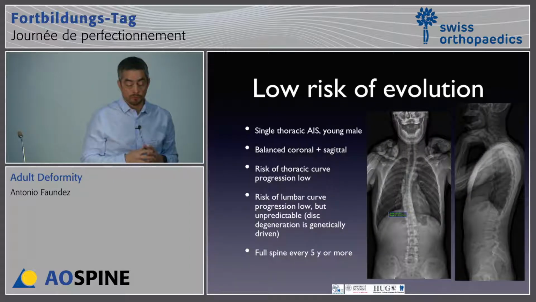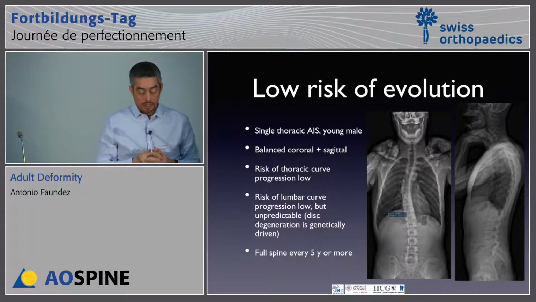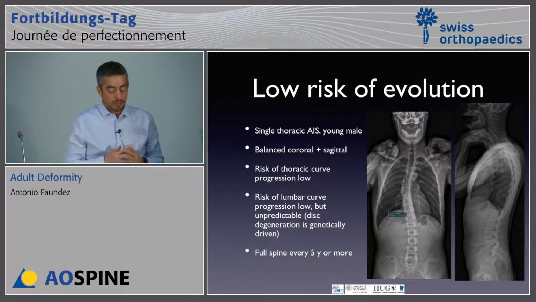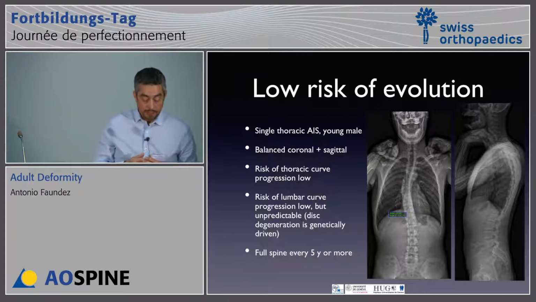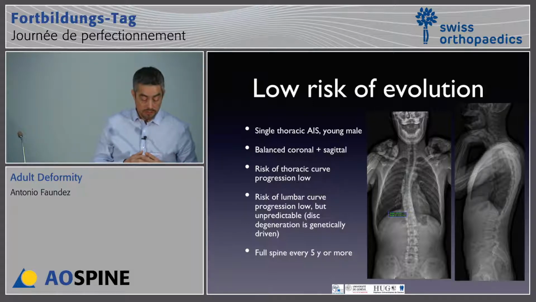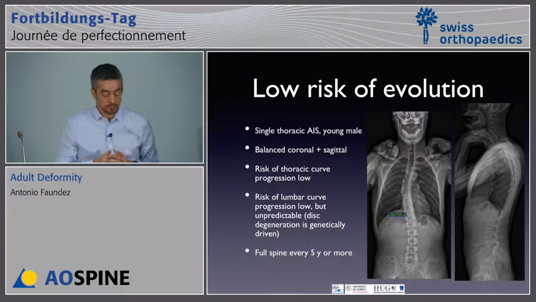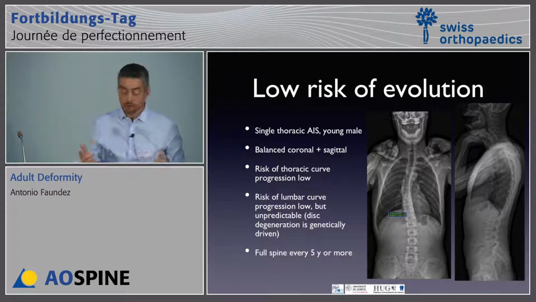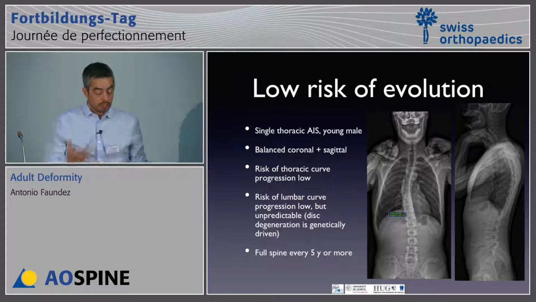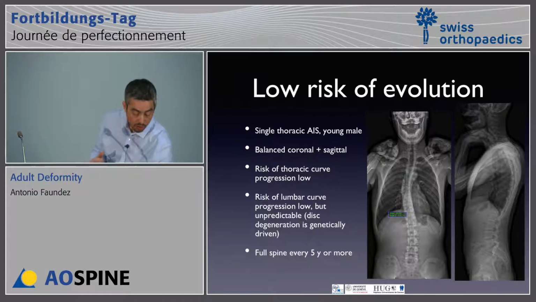Here you have a case with low-risk evolution, single thoracic idiopathic scoliosis in a young male, which is balanced in the coronal and sagittal plane. The risk of thoracic curve progression is low because you have 25 degrees or less deformity. There is a risk of lumbar curve progression because of this degeneration, so it's really difficult to predict what's going to happen here. But in this case, what is recommended is a full spine every 5 years or more.